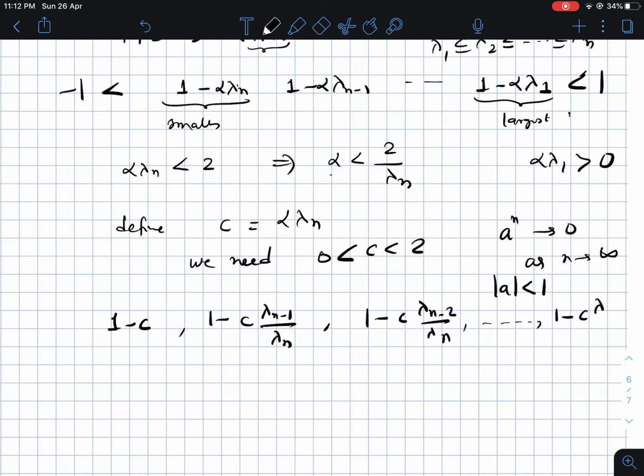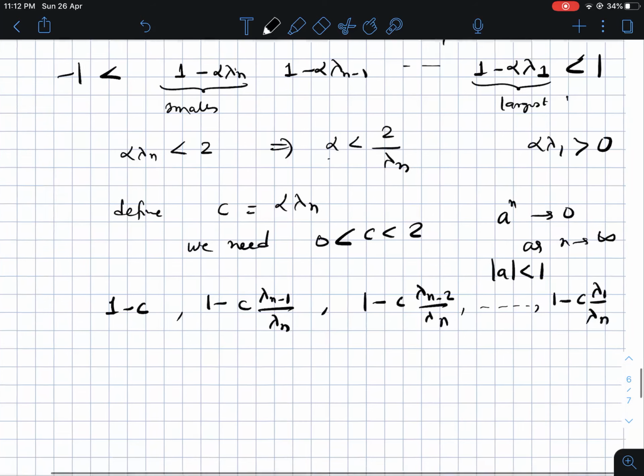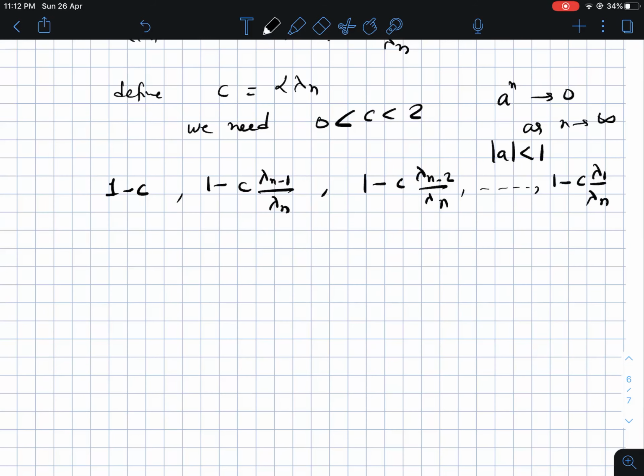The largest eigenvalue is going to be 1 minus C lambda 1 by lambda. Okay, that's what it's going to be, right? Now the reason I'm doing this is because I need to know the spectral radius, the largest absolute value of the eigenvalues. Okay, fine. So the thing to remember here is that if I drive C close to 2, as I was saying before, then the spectral radius becomes this term, right?